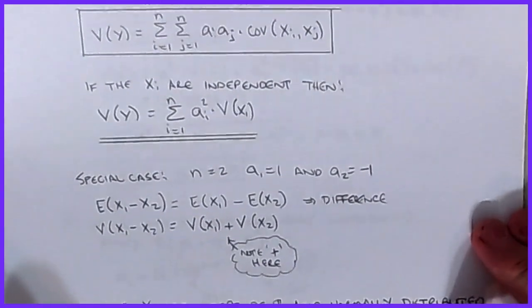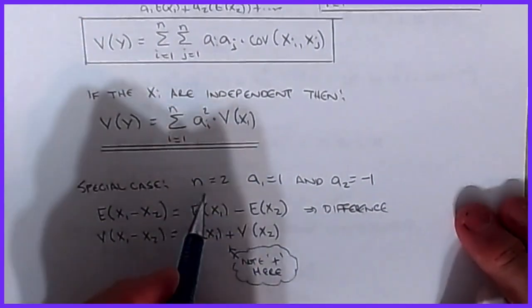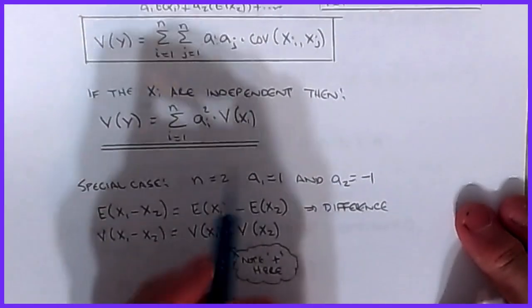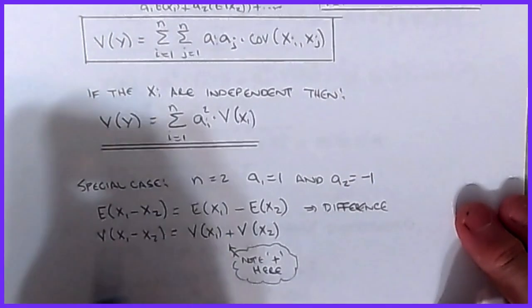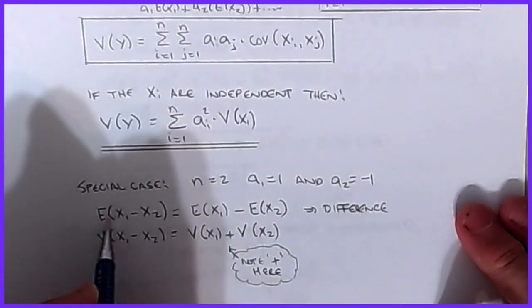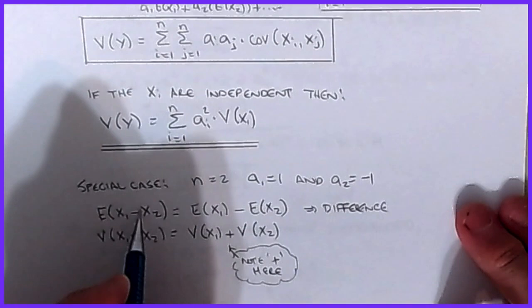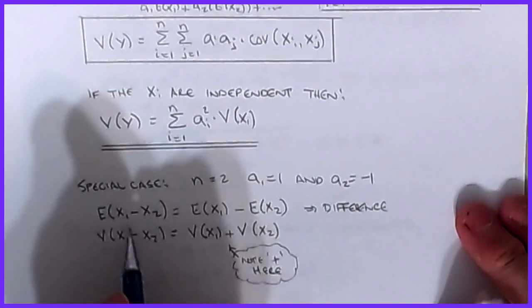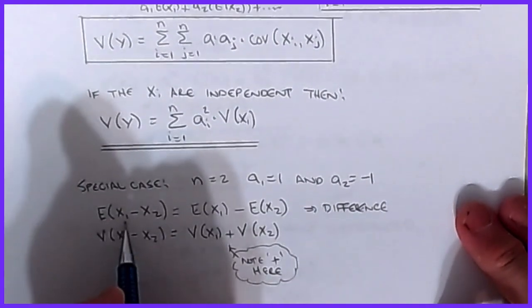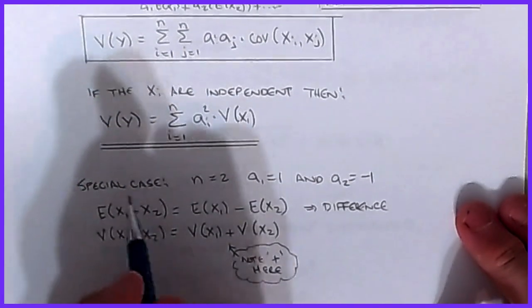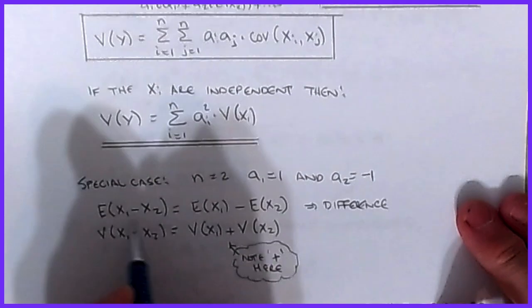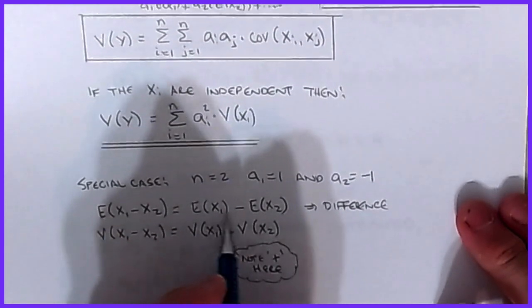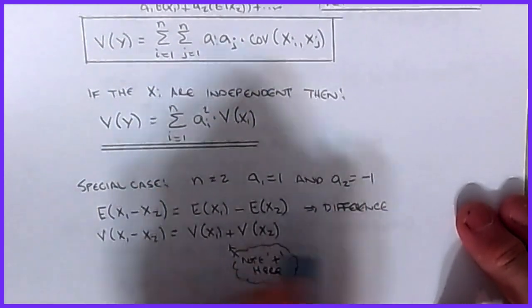Okay, now, there are a couple of special cases that we can start to build on this. The first one that we want to look at is the special case where n equals 2. So I have two random variables, a1 is plus 1 and a2 is a negative 1. If I do that, then the expected value becomes the expected value of x1 minus x2. Okay, so now we've got a difference calculation that we can make, all coming out of this special linear combination. So we can start doing some math with this. And if we apply our rules to this, this becomes the expected value of x1 minus the expected value of x2. That's our difference.